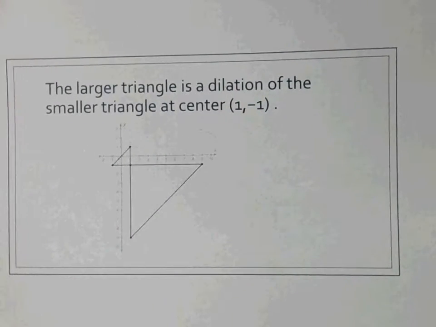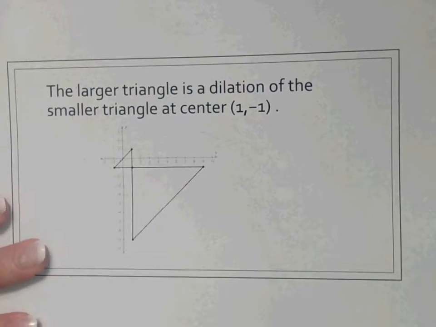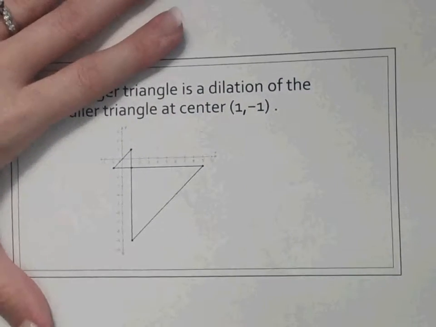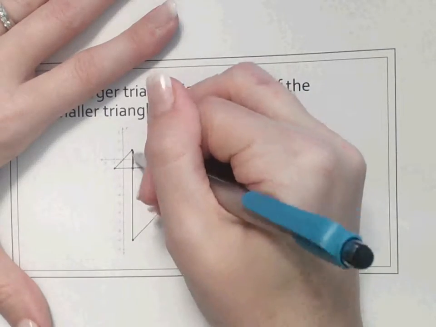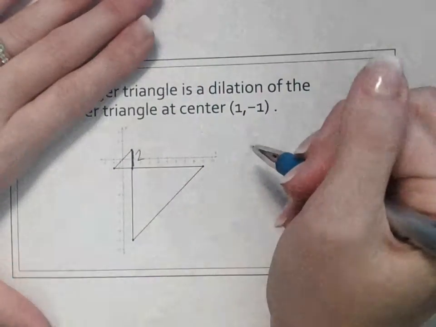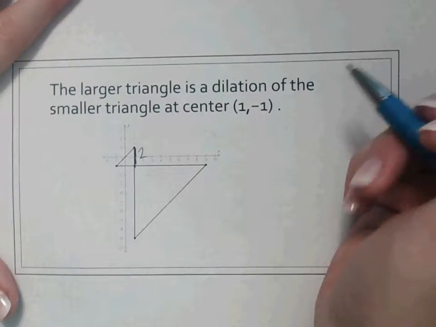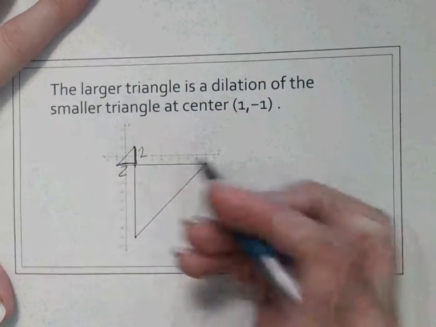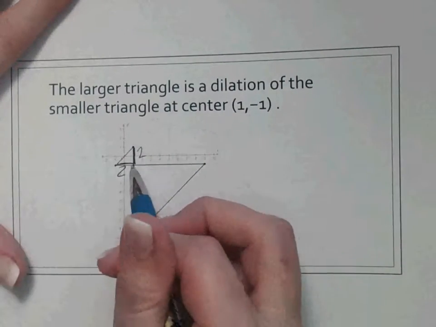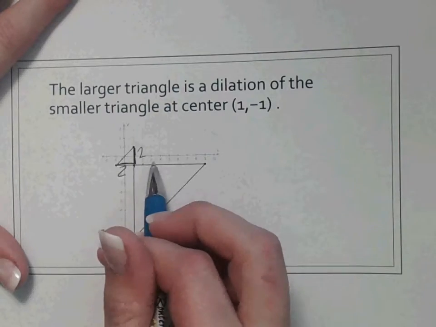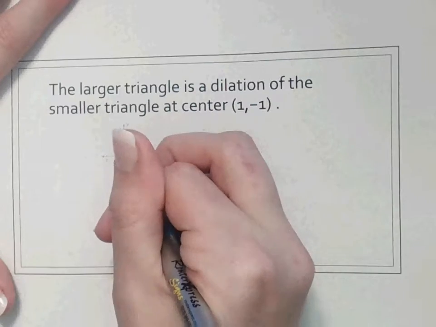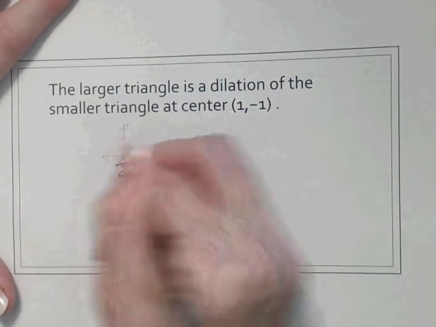Okay, the larger triangle is a dilation of the smaller triangle with the center at (1, -1). What is the scale factor? We can find that out by just looking and seeing how long the lines are here. So we've got lines of length 2 and 2 for the small triangle. And the length of the large triangle is 1, 2, 3, 4, 5, 6, 7, 8. And 1, 2, 3, 4, 5, 6, 7, 8.